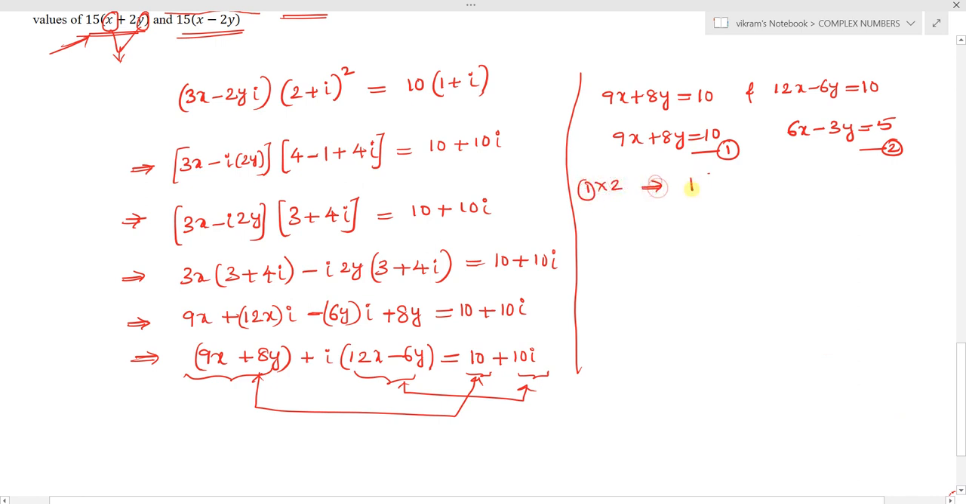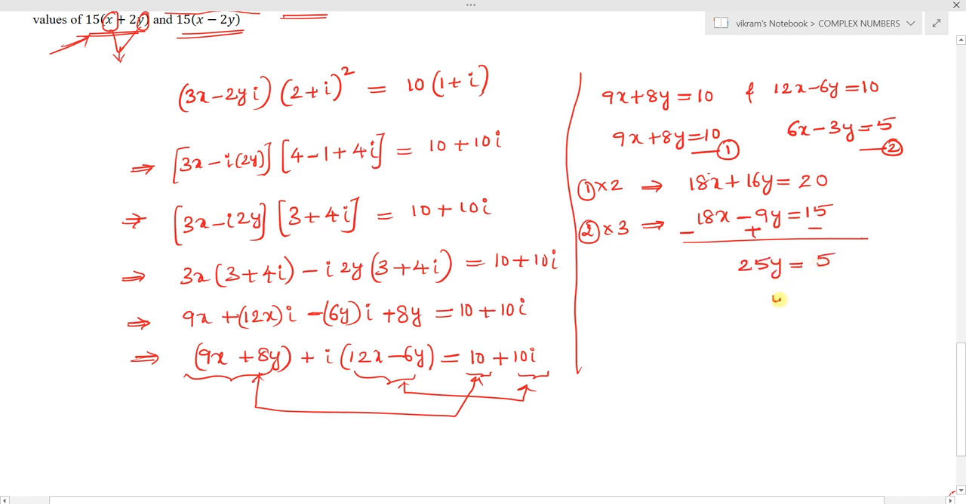Multiply equation 1 with 2 and equation 2 with 3 so that the x coefficients match, and we get 18x plus 16y equals 20 and 18x minus 9y equals 15. Now subtract these two, and we get 25y equals 5. From this we get y equals 1 by 5. The y value is obtained.